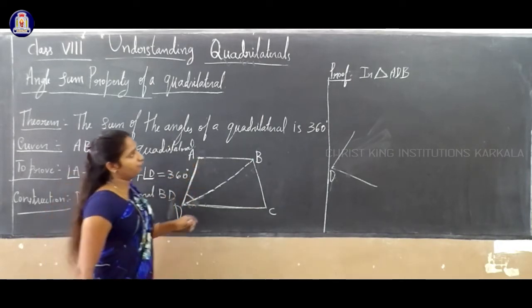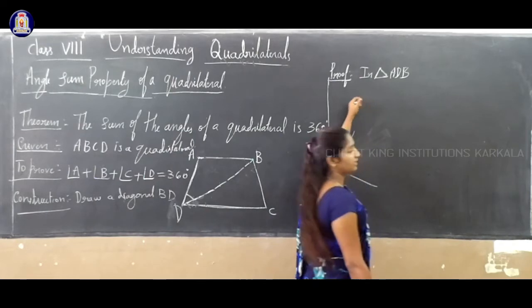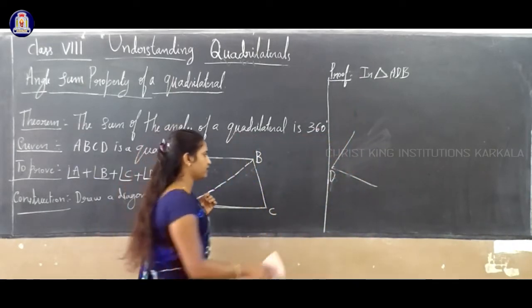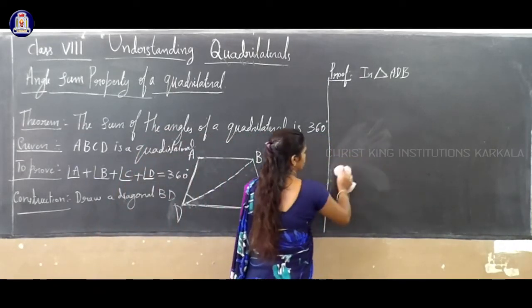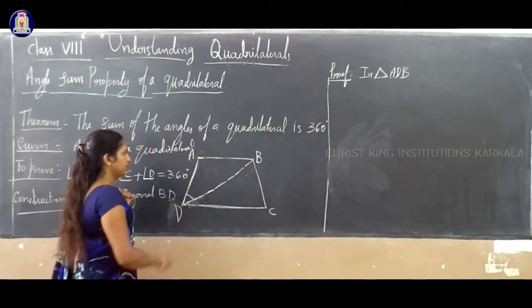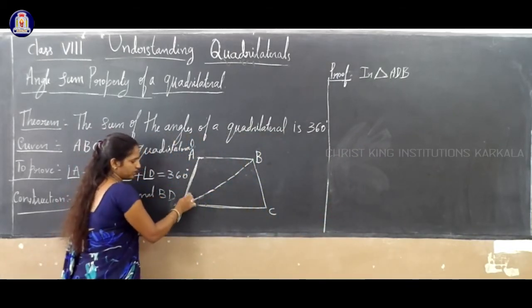So in the proof we considered triangle ADB. Which triangle? Triangle ADB. So now you have to see only triangle ADB. Now see, consider the angles.